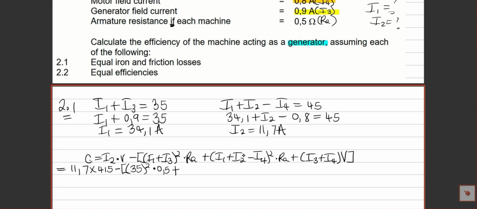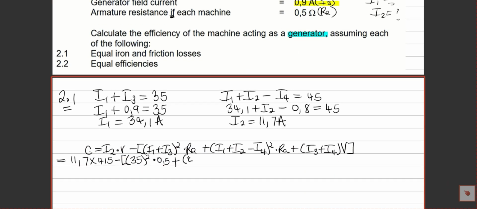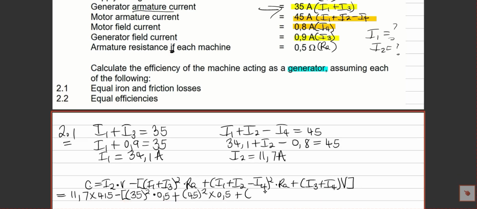Here also we have I1 plus I2 minus I4, which is the same as the generator armature current. We have 45. So in here you can still say 45 squared times our resistance, we have 0,5 plus I3 plus I4, we have both those values. For our I3 we have 0,9 plus I4 we have 0,8 times our voltage, which is 415, close bracket. So there, this is the simplest method for substitution.